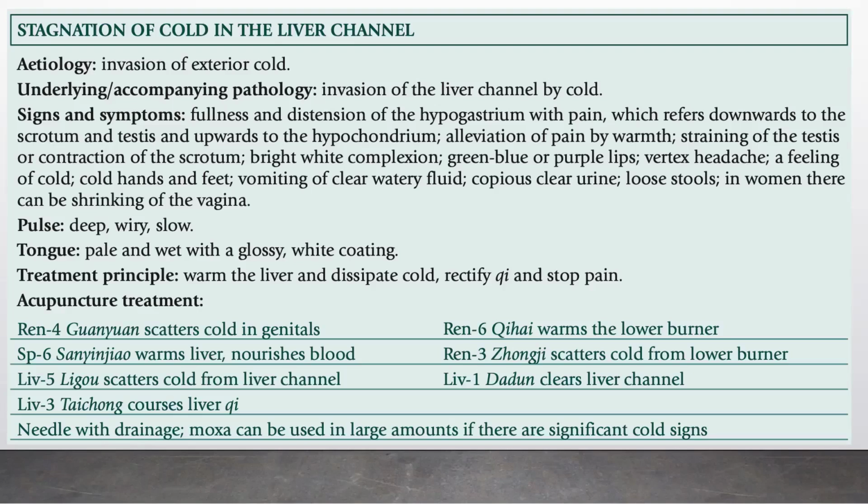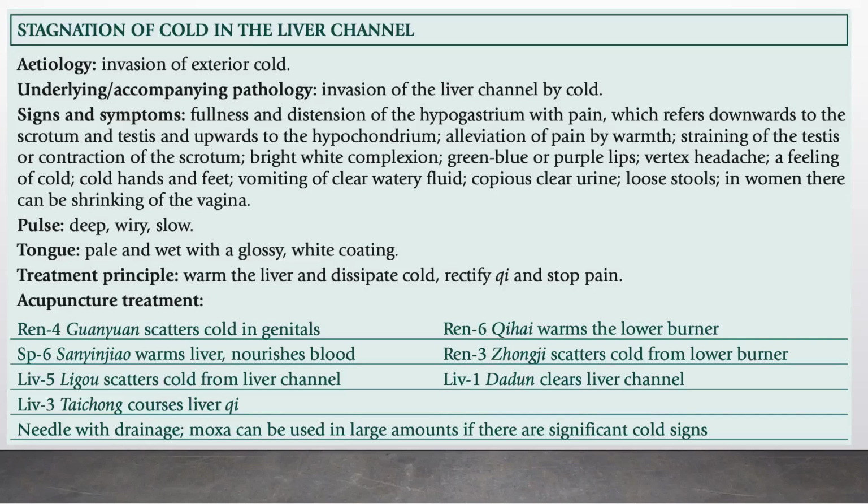bright white complexion, green, blue, or purple lips, vertex headache, a feeling of cold, cold hands and feet, vomiting of clear watery fluid, copious clear urine, loose stools. In women, there can be shrinking of the vagina. Pulse, deep, wiry flow. Tongue, pale and wet with a glossy white coating. Treatment principle, warm the liver and dissipate cold, rectify qi and stop pain.